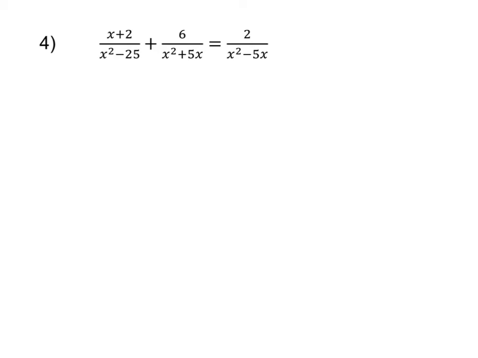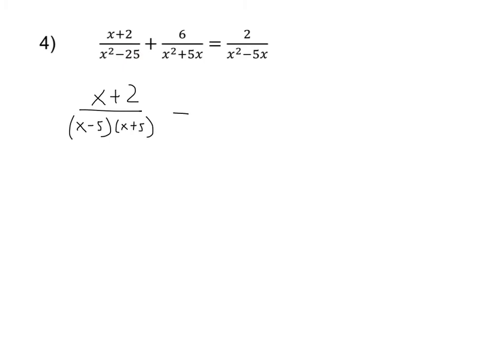Okay, we're going to do two more, and these are going to have a little bit more complicated denominators to work with. But we're going to apply the same technique. In order to figure out what to multiply by, we're going to try to get a common denominator. So let's first factor these denominators. This one we could factor using difference of squares. So this will end up being x plus 2 over x minus 5 times x plus 5.